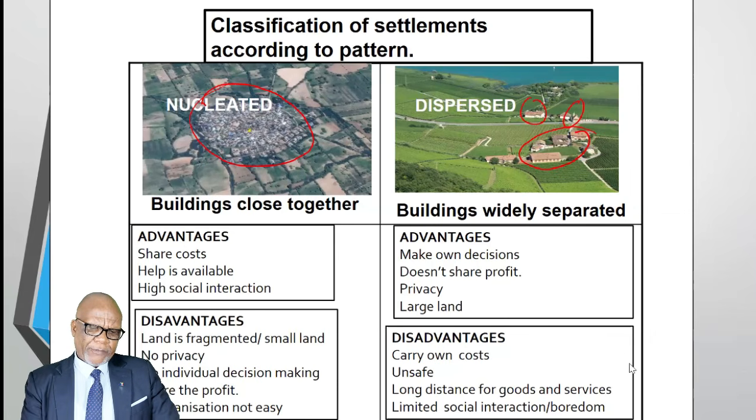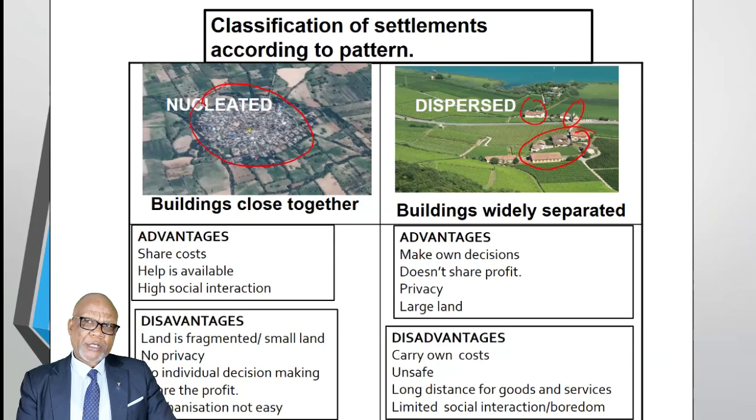Now, what do we have? We have nucleated pattern, we have dispersed pattern. Both have advantages and disadvantages. What are the advantages of being closer to your neighbor? Number one, in these rural settlements, the people that live here can share the cost. Suppose they want to buy a machine for farming, they can say, let's contribute this much, and they buy a machine. Again, because we are closer to a neighbor, the help is always available.